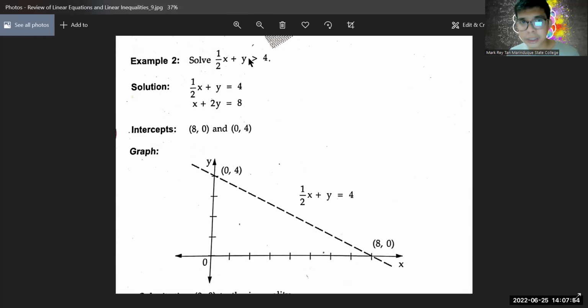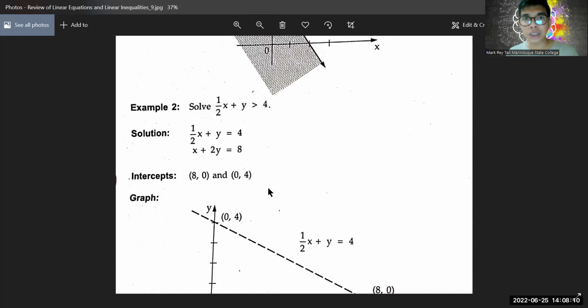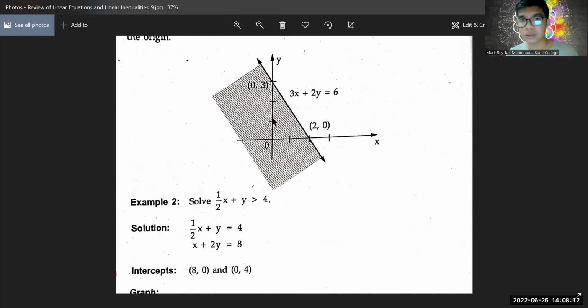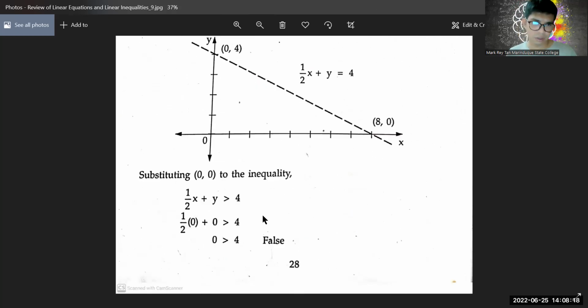1/2 x plus y is greater than 4. Substitute both the variables to 0. So it's going to be 0 is greater than 4. Is it true or false? Of course not. Of course false. 0 is not greater than 4. So therefore, hindi pa pwede yung katulad nito. Dapat pakabila. 0 is greater than 4.